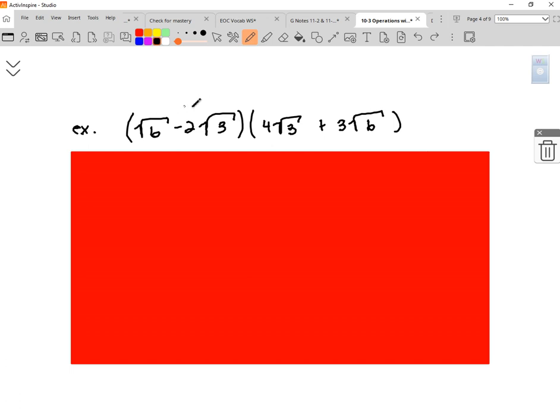So double distribution again, or FOIL, first, outside, inside, last, depending on who taught you algebra. So the first terms get multiplied. So that's going to be 4 times the square root of 6 times the square root of 3. 4 square root of 18. Does that make sense to everyone?